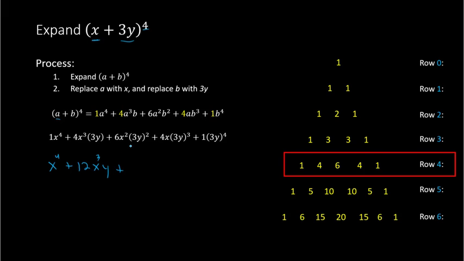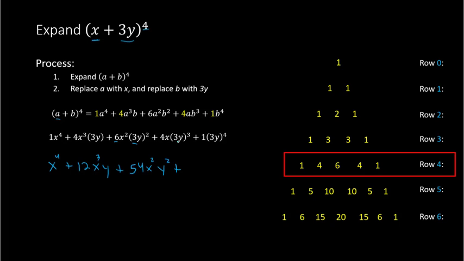The third term, we have a 3y being squared. So we have a 3 being squared and a y being squared. So 3 squared is 9, and then times the 6 in the front, that gives you 54. Then we have x squared, and then the y is also squared.